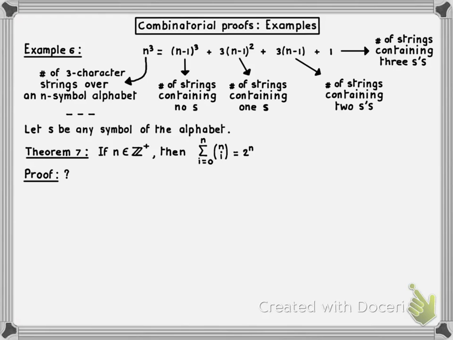Since all of the subsets must be in one of these categories, the sum of these numbers must be equal to the total number of subsets of that original set. So this is one easy way to write a combinatorial proof for this theorem.